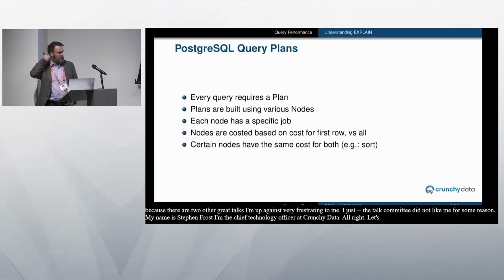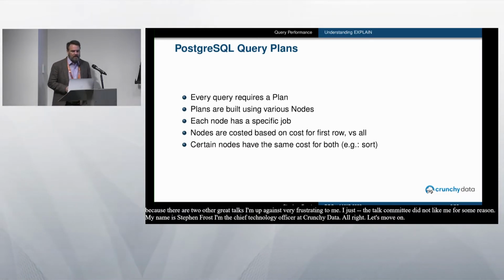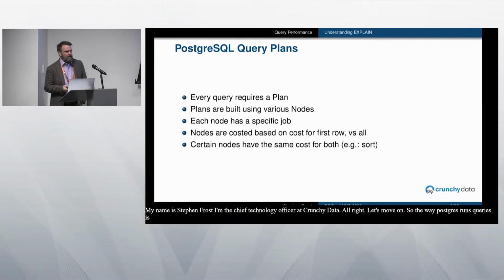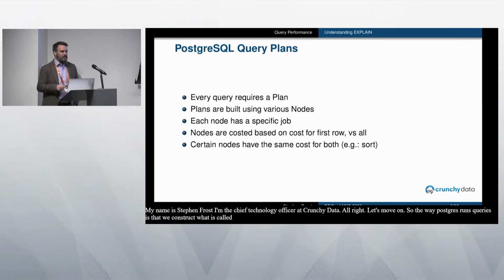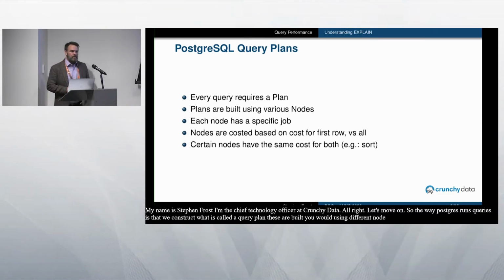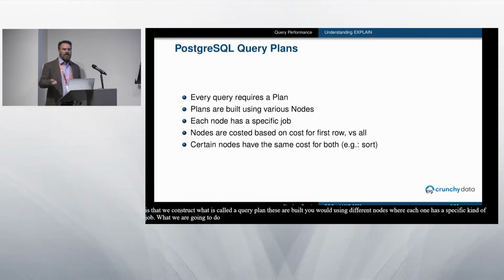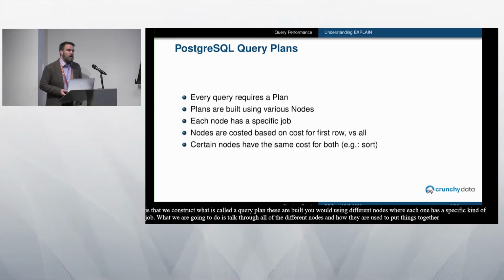So the way Postgres runs queries is that we construct what's called a query plan. These plans are built up using various different nodes, where each one of those nodes has a specific kind of job. What we're going to do is talk through all the different nodes and how they are used to put things together, to do aggregates, parallel operations, all of those kinds of things.